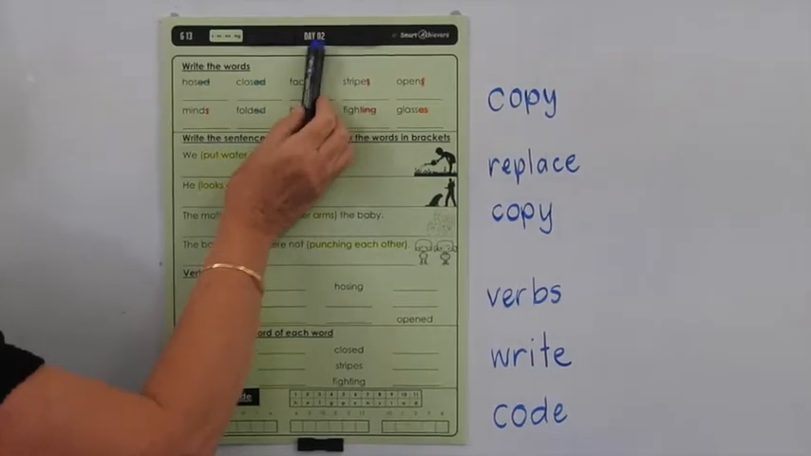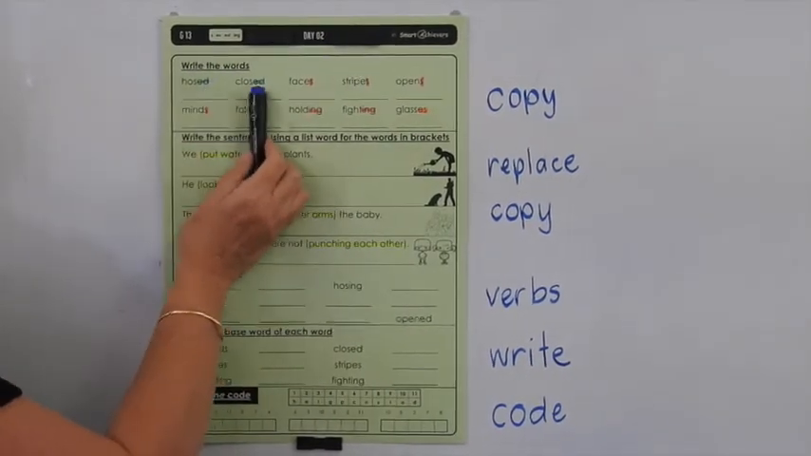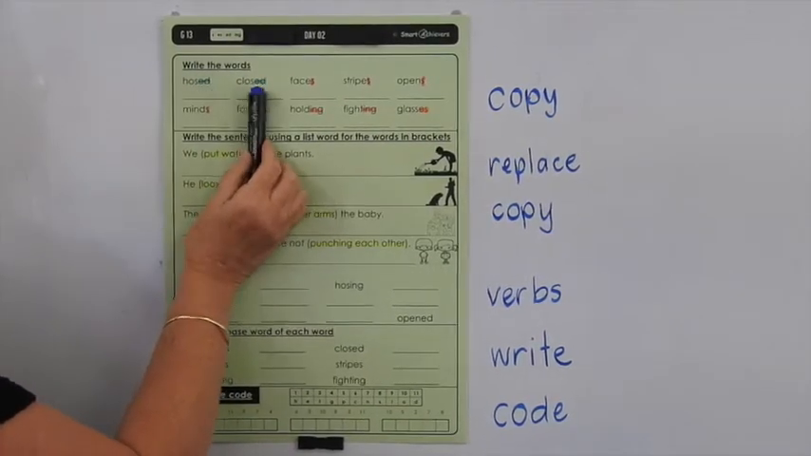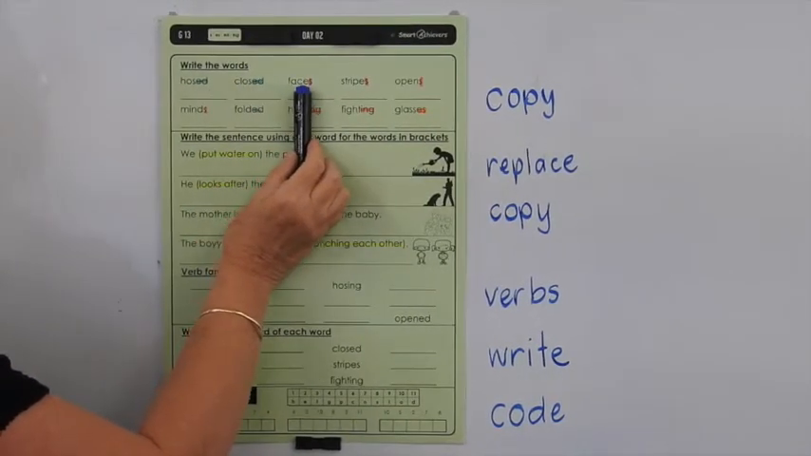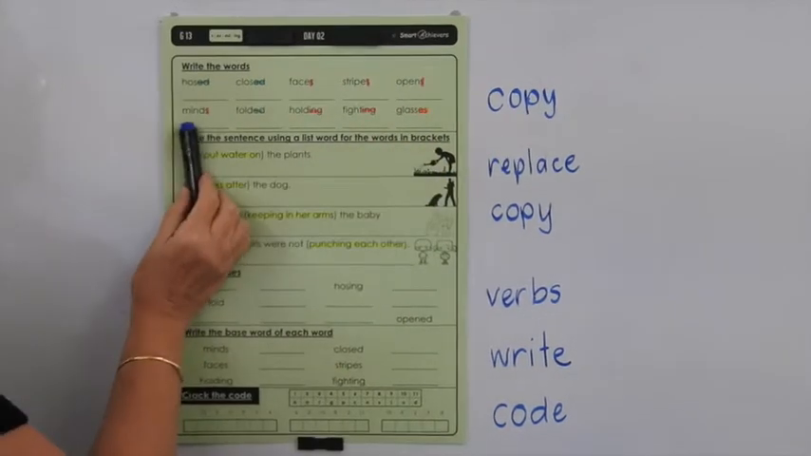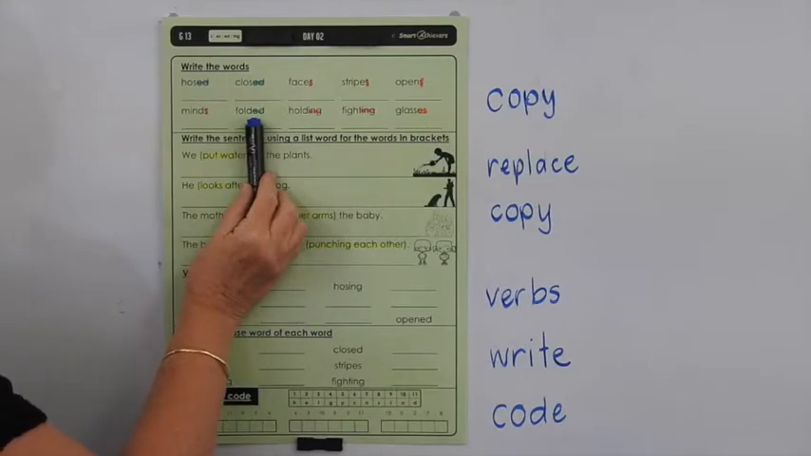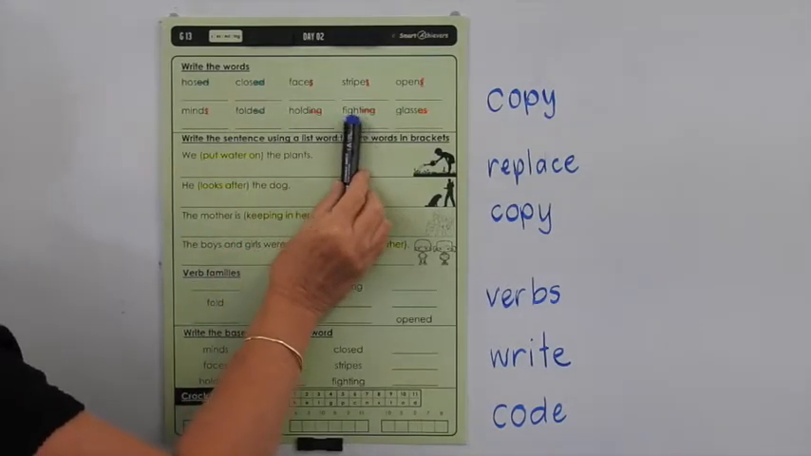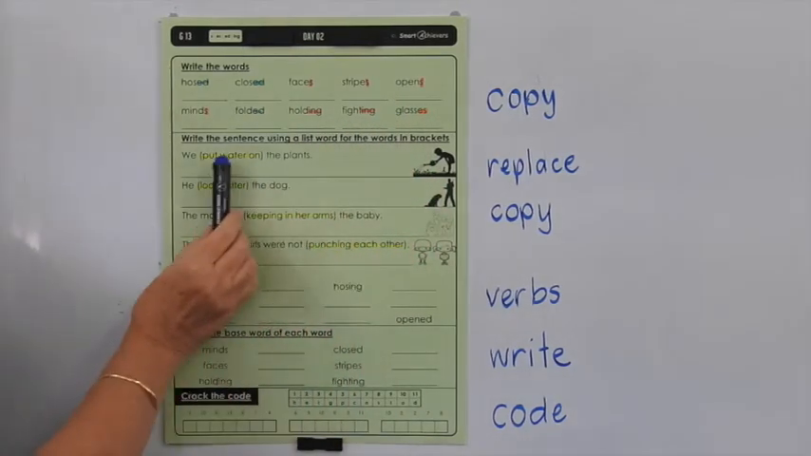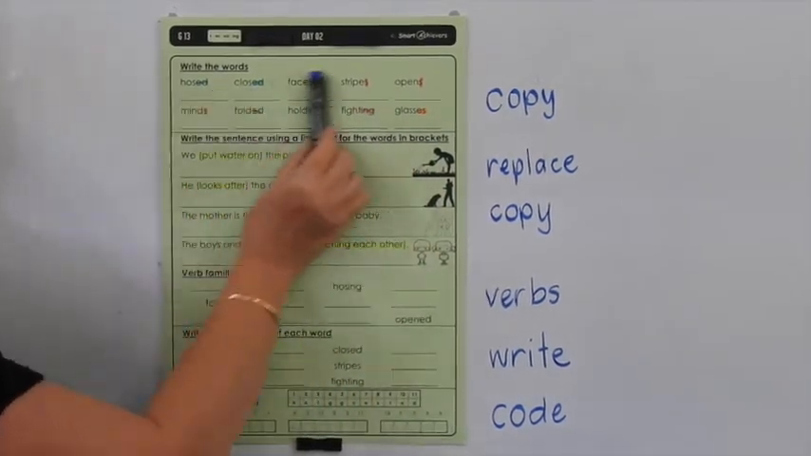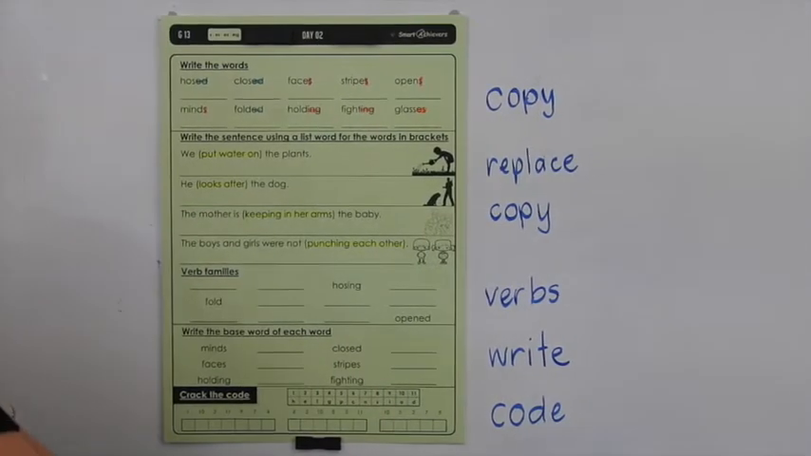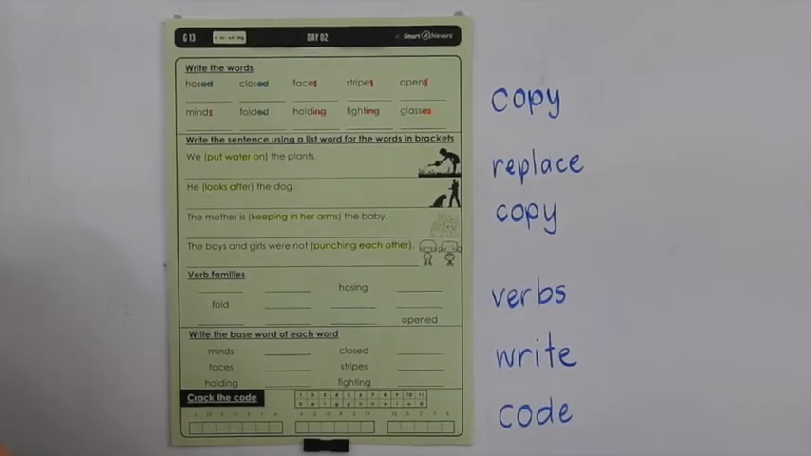G13 day 2, we're revising these different endings on the ends of these base words. So we've got hosed, closed, faces, stripes, opens, minds, folded, holding, fighting, glasses. So you've learnt all these base words and we've covered these endings a little bit. Now we're going back to revise them to make sure you've got them right. Okay, so let's read the word, sound the word, spell the word, and then write it.